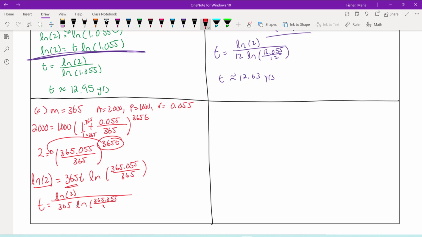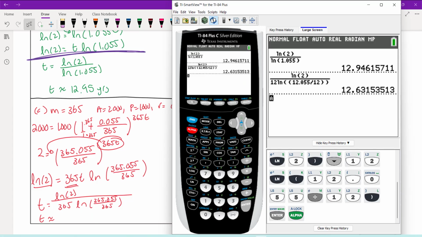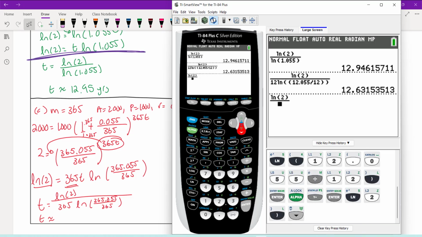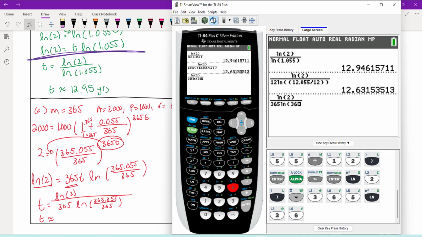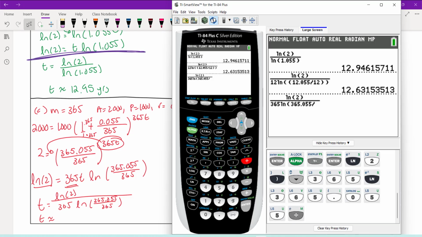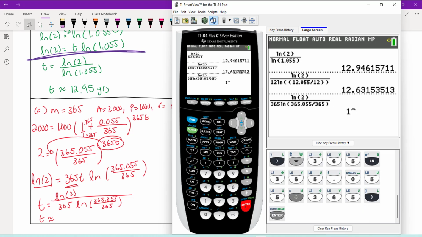365.055 all over 365. Sticking it into a calculator and rounding to 2 decimal places, alpha y equals for a numerator and denominator, we'd have natural log of 2 in the numerator, and in the denominator 365 times the natural log of 365.055 divided by 365, and that's going to be 12.60 years.